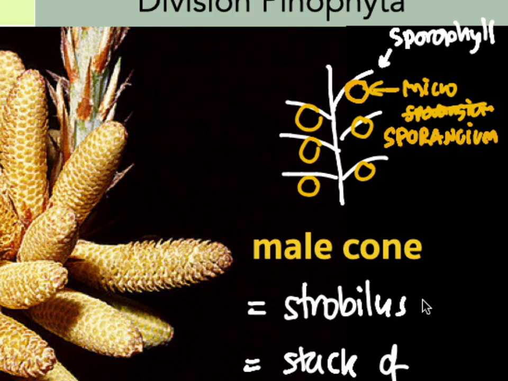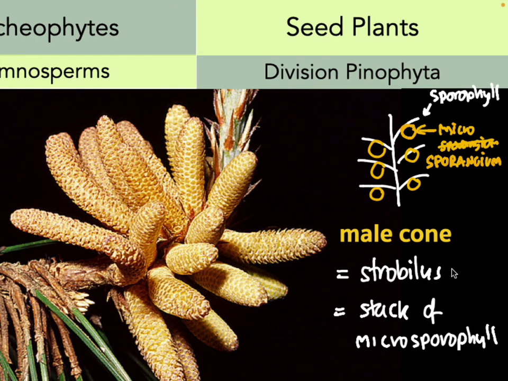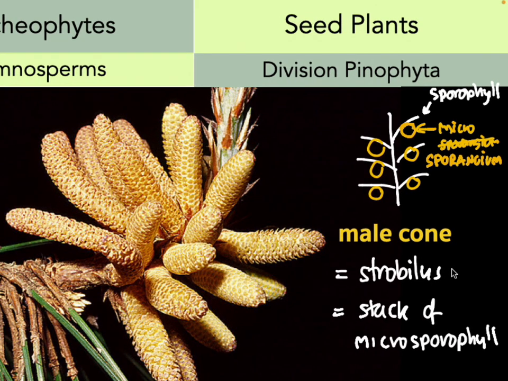So male cone is an easier word for strobilus. It's a stack of microsporophylls put together, and the microsporangium on top of it. And if you play with pine trees at all, you use your finger to tap them, all the pollen comes out, the yellow powder. And some people are allergic to them. If you're allergic to flower pollens, this causes your allergy as well.